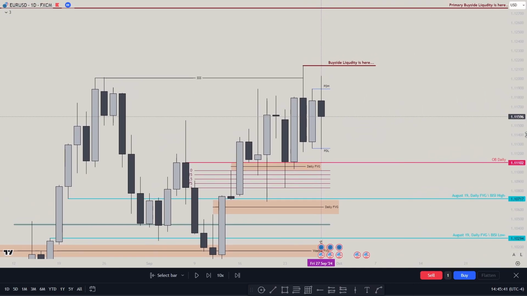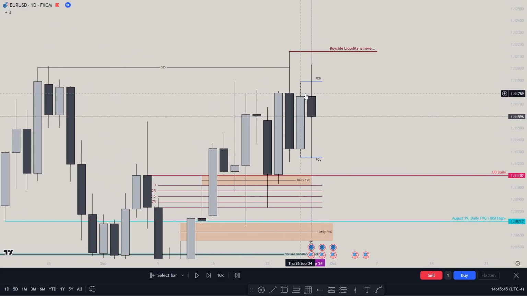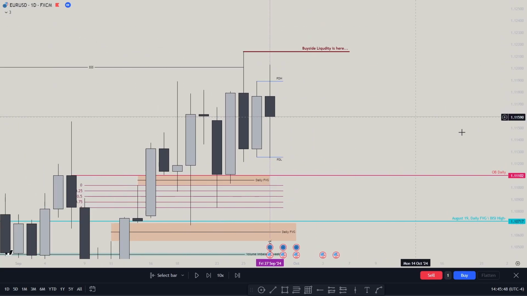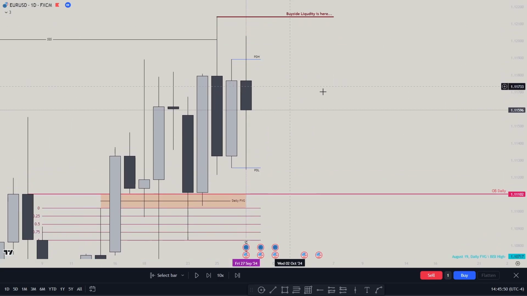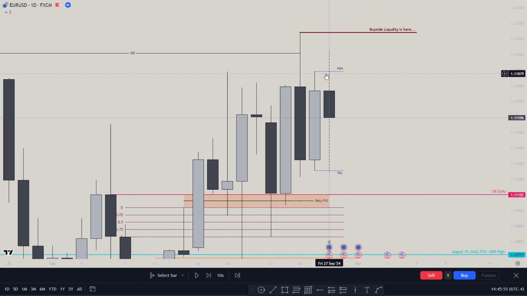Hello everyone. So today we're going to do a trade review on Friday, which was 27 September. I know I'm making this on Sunday, so I'm a bit late, but it's okay. I'm going to make a trade review on Friday.